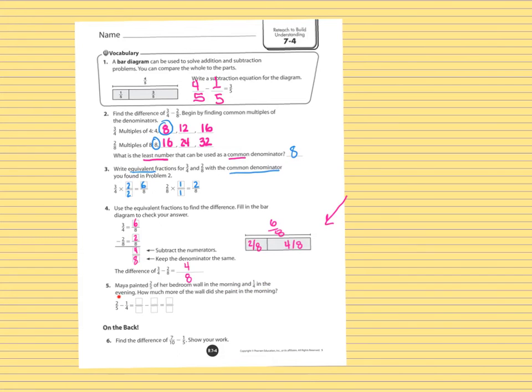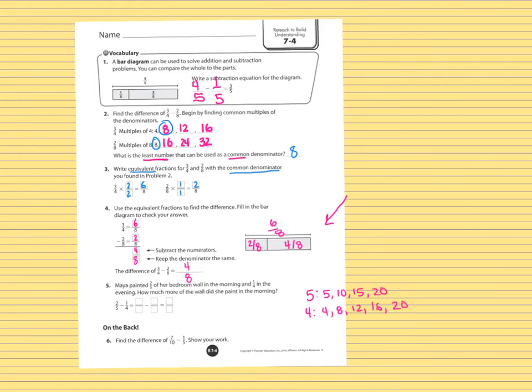All right, so then number 5 says Maya painted 2/5 of her bedroom wall in the morning and 1/4 in the evening. How much more of the wall did she paint in the morning? So when it says how much more, we know we're subtracting. So we need to look at this problem, and we've got 2/5 minus 1/4. So we know our first step is we're going to find our multiples, right? So we have 5 and we have 4. So we need to find the multiples of those two numbers.